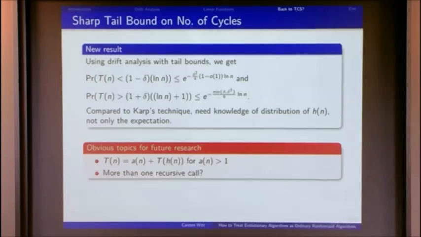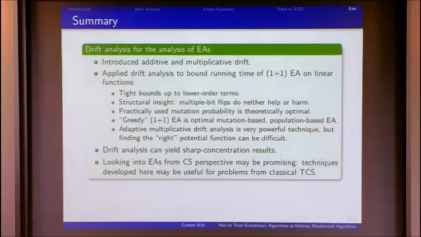Yeah, that concludes the third part and also my talk. So I was advertising drift analysis as one major technique for the analysis of randomized search heuristics, in particular evolutionary algorithms, and then considered one example, surprisingly difficult to handle, namely the 1+1 EA on linear functions. Drift analysis gives us tight bounds up to lower order terms, and these bounds tell us that the whole process is driven by the steps flipping single bits, and the other steps flipping many bits do not help, but they do not harm either.